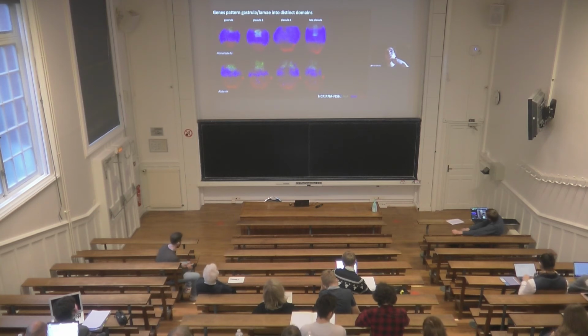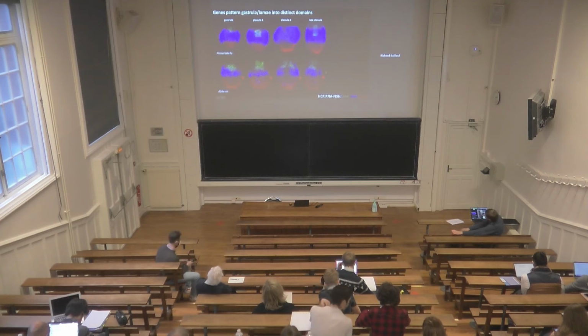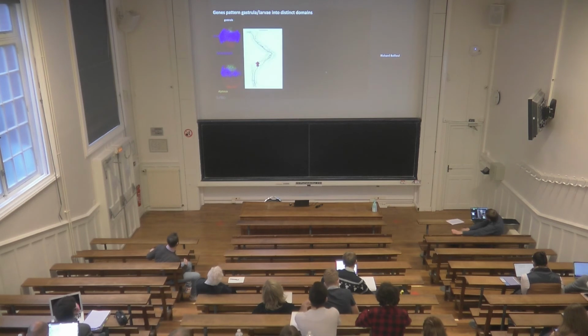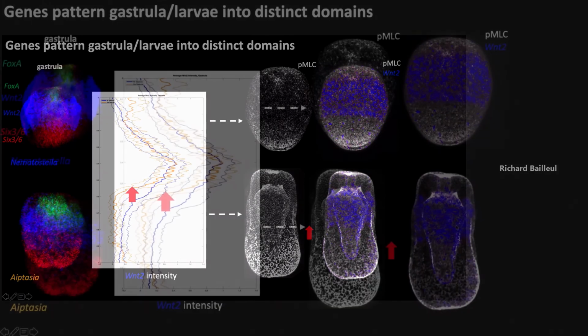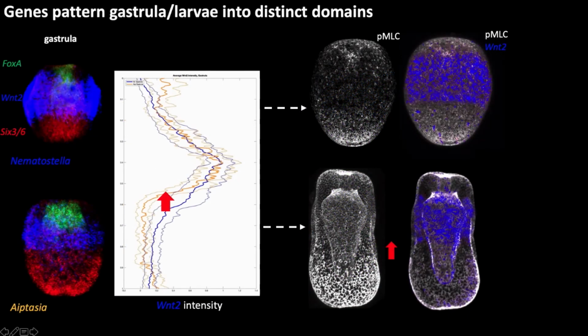My message here was that we have genes that pattern the embryo into distinct domains in both species, but the red region in the bottom is more extended in Aptasia. And so, yeah, we can combine this in situ for gene expression with the immunochemistry for myosin to see that indeed the blue region, WIN2, is associated to low phosphorylation in the apical side. So the blue region foreshadows a low active bending moment, a low torque.